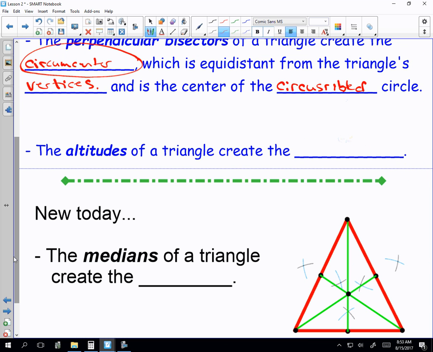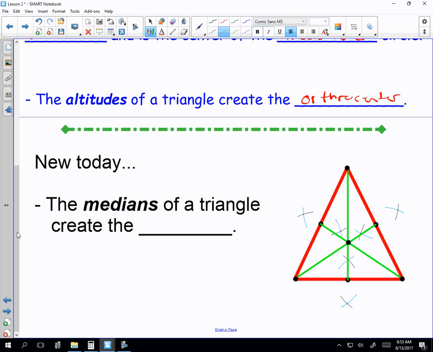And then we had our third point of concurrency, which is the altitudes of the triangle create the orthocenter. Once again, not anything special about the orthocenter, it doesn't find any special point of concurrency for us, but today we are going to find the new piece that we have.